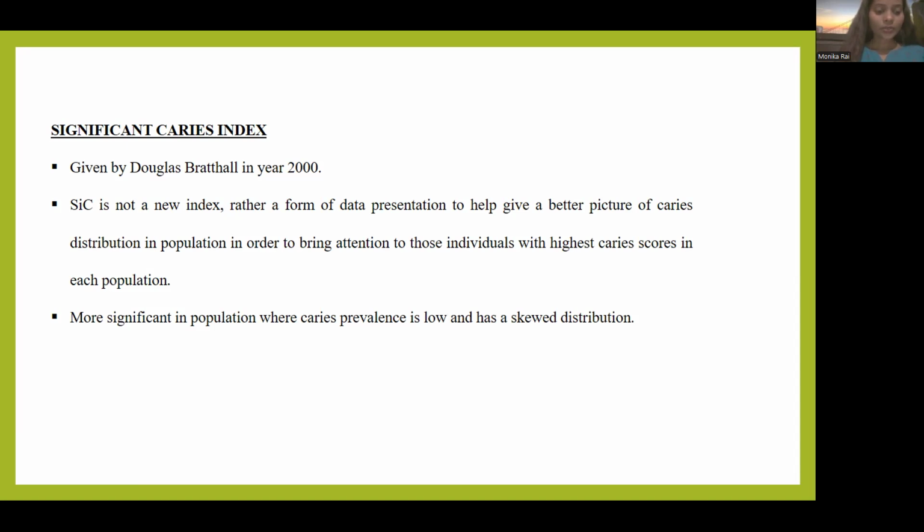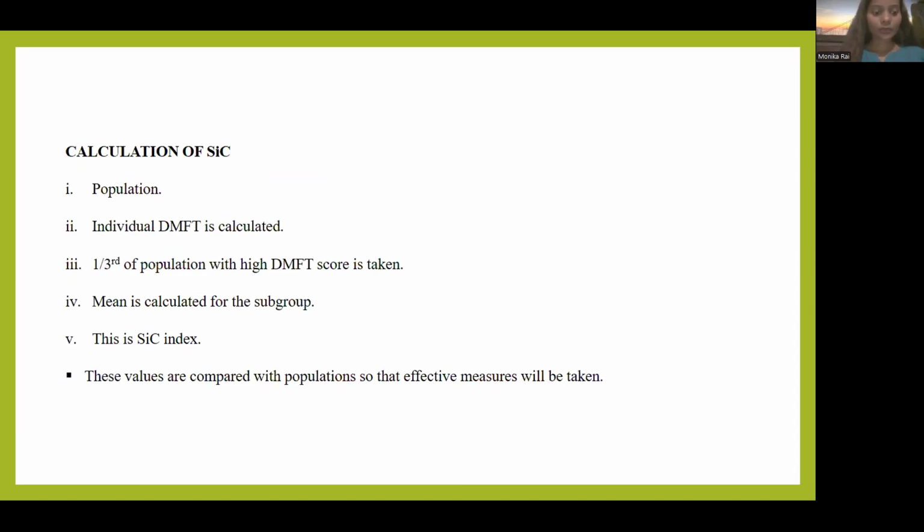So SIC index, it is used to measure of oral health that focuses on the highest caries scores in the population. It can help address problem with uneven distribution of caries. Second thing, it is used to measure the future oral health goals. Another thing is it can help solve problems with skewed caries distribution. Third one is it can be used to compare the capability of two indices for preventive and prognostic goals. So how we calculate SIC?